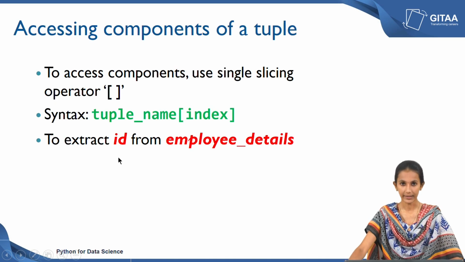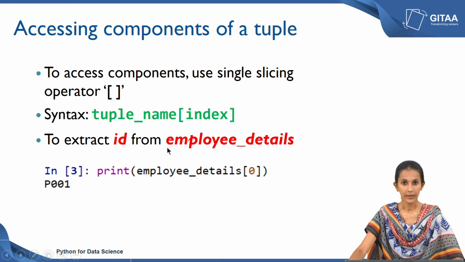So, I want to extract ID from the employee details. Employee details is a tuple. So, if you give employee_details followed by the index number, ID corresponds to index number 0, right. If you give that, you will be able to access the ID from the tuple employee_details.